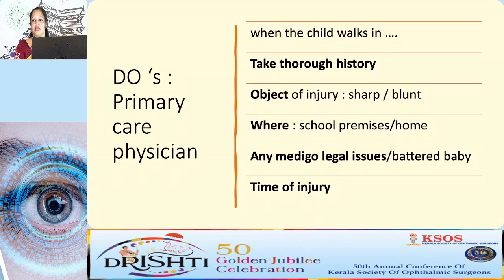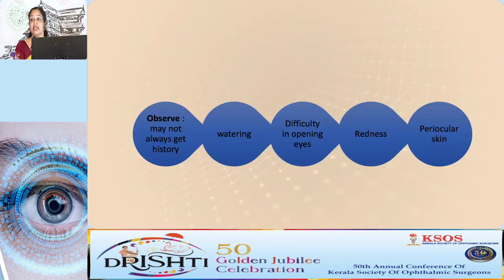And as a primary care physician, what you have to remember is that as a child walks into your clinic, you have to take a thorough history, because through history itself, you can gauge that probably this child is having a penetrating injury, or maybe just an epithelial defect or a foreign body. And you have to ask where this incident has occurred. And any medico-legal issues, like battered baby, also can be there. You may not get the history in the initial stages, but later on it may come, and you have to see that you have documented everything.